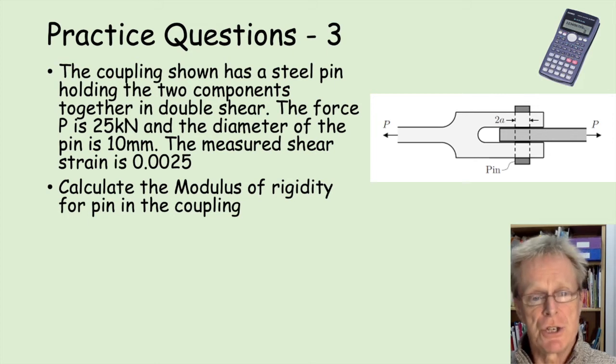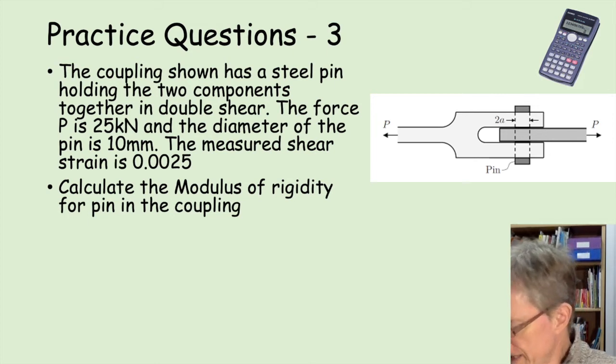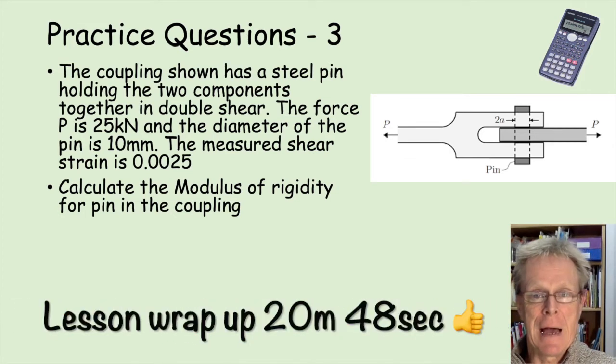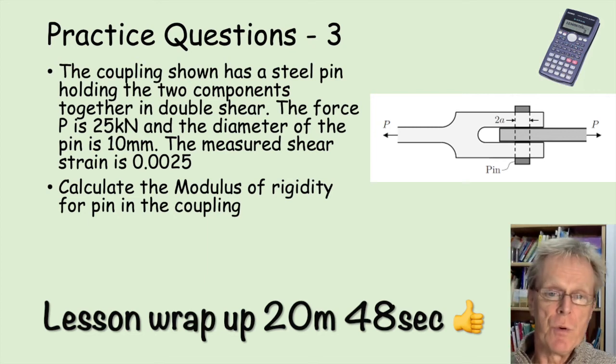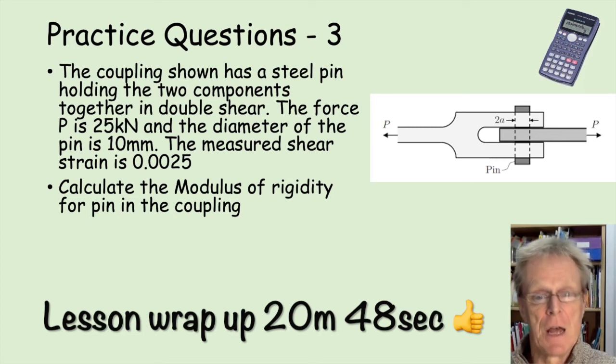Okay, the answer you should have got for that is a modulus of rigidity of 63.7 gigapascals, or 63.7 times 10 to the power of 9 pascals. If you got that, well done. Go on to the end of the lesson. If not, we'll go through it.